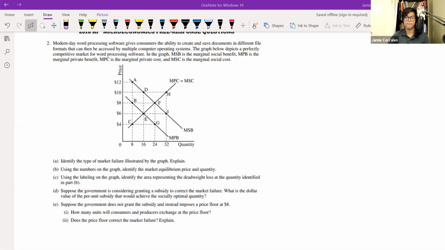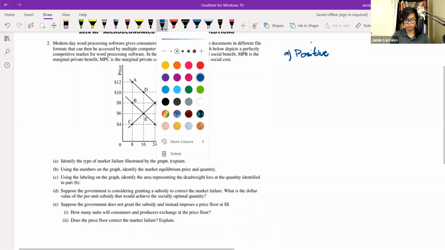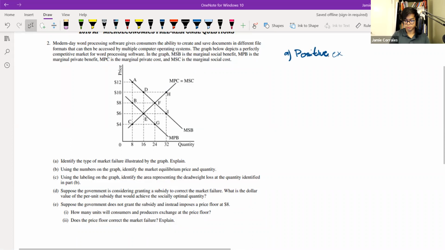This is a positive externality. Why? Well, let me write it down here to the right. This is a positive. Well, why? Because at E is the current equilibrium, and at E we can see that there is a positive externality at D, right?